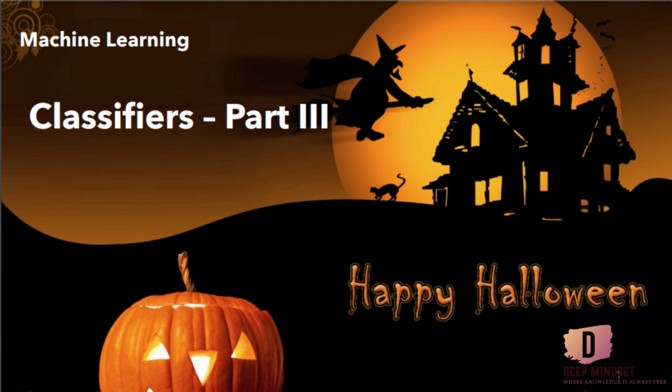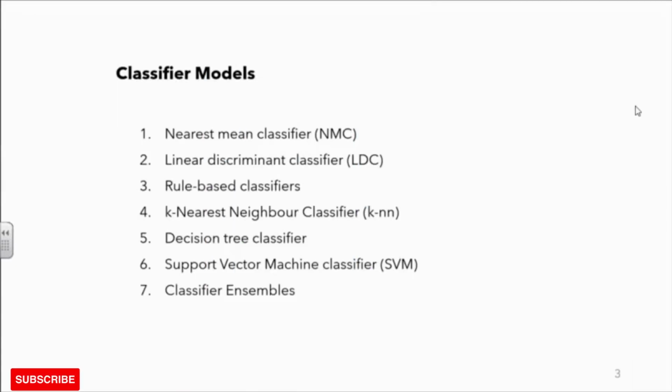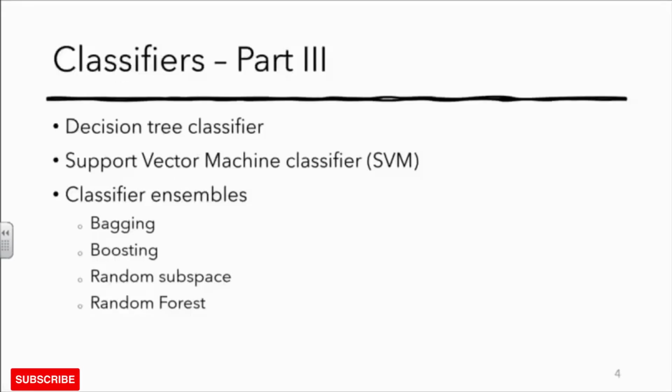So let's finish that part on supervised learning. So that's what we've seen so far: nearest mean classifier, linear discriminant classifier, rule-based classifiers, k-nearest neighbors classifiers. So today we're going to look at these ones: decision tree classifiers, support vector machine classifiers, and classifier ensembles, and various techniques within that group.